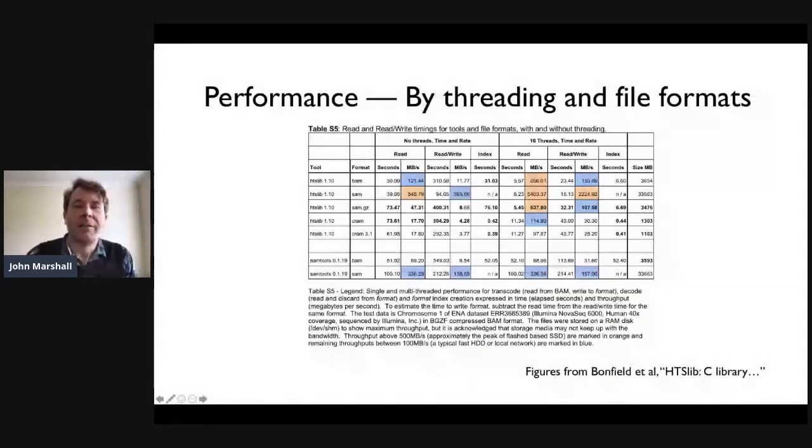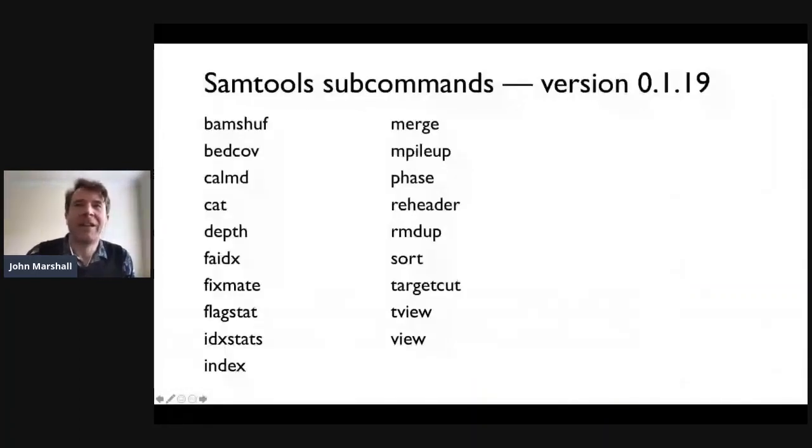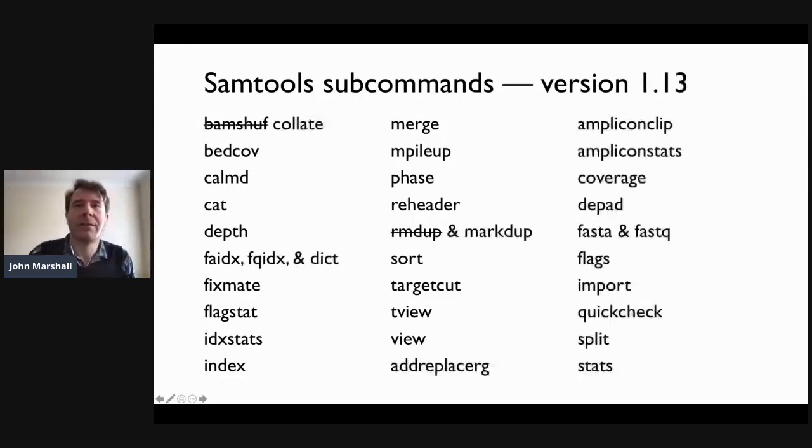And this is the list of the subcommands in that version of Samtools, which were the basic nuts and bolts of your pipelines manipulation tools of the time. Currently, the list has increased quite a lot. BAM-SHUF has been renamed to Collate. It's a sort of a cheap sorting tool.